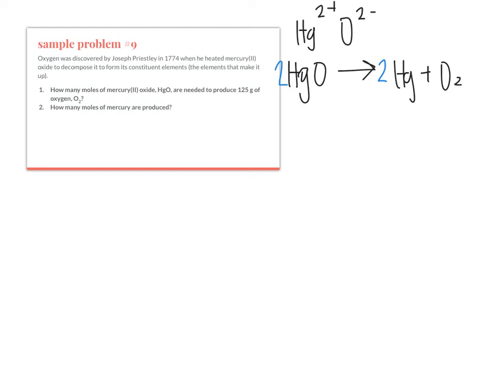Okay? So now let's look at just number 1 right now, and let's find our givens and unknowns. Our given is 125 grams of O2. And our unknown is moles of mercury oxide. Okay? So this is for number 1.